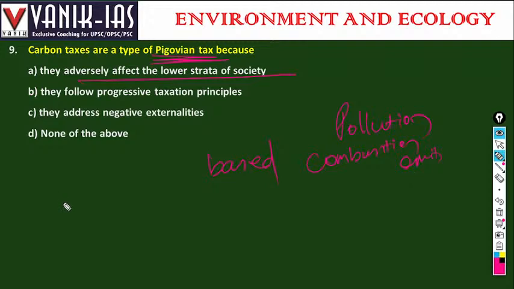Then what is the Pigovian tax? Pigovian tax is a tax on private individuals for engaging in activities that create adverse effect to society. Pigovian tax means, suppose you are creating hazards to the environment, then tax will be imposed on it. That is Pigovian tax. If you are doing any adverse work to the society, then you will pay Pigovian tax.